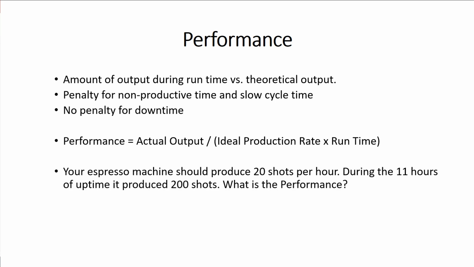So if your espresso machine should produce 20 shots per hour, and during the 11 hours of uptime it produced 200 shots, what is the performance? 90.90. Okay, so again, it should have been available from 6 a.m. to 6 p.m. That's when it was scheduled. We took a hit for an hour of downtime, so we have 11 hours of available time, and during that time it produced 200 shots when it should have produced 220 shots. So our performance, again, we'll save this number for later, is 90.90.